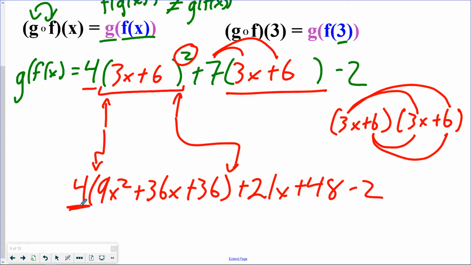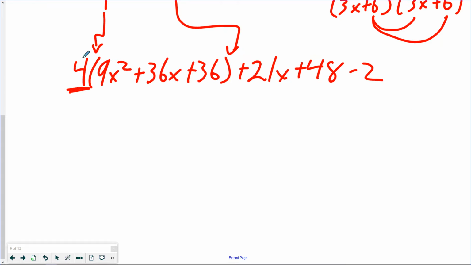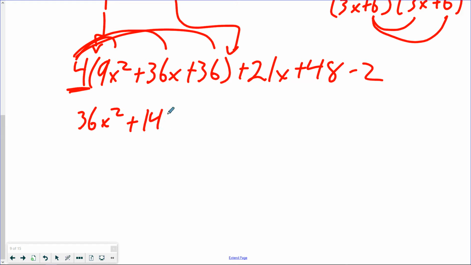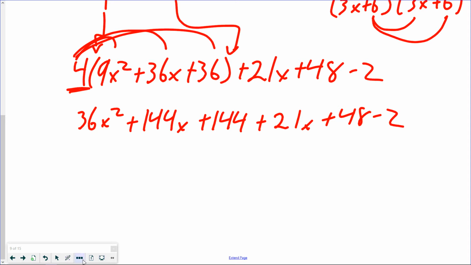So this is 36x squared plus 144x plus 144. Now we just copy down these terms so we don't forget them. Plus 21x plus 42 minus 2. And now our last step is just to combine our like terms. So the x squared doesn't have any like terms. I'm going to bring that down.